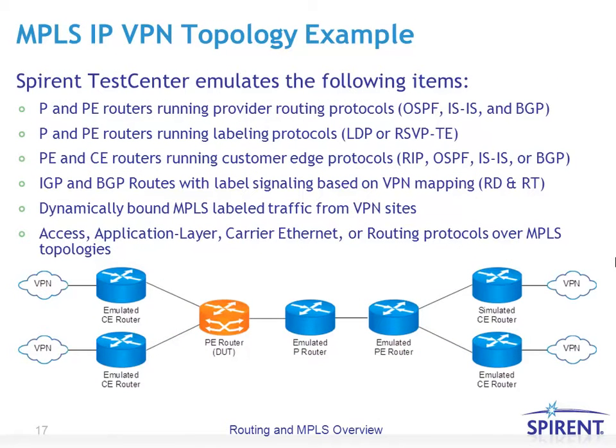This gives you an example of an MPLS IP VPN topology. So in this case, the DUT is a PE router connected to, on the left, a Spirent Test Center port that is running multiple emulated CE routers, possibly over VLAN IDs. On the right, Spirent Test Center is actually emulating the core, the P and the PE routers, as well as the simulated CE routers on the edge. And so all the IGP and BGP and MPLS emulation that's required to emulate this topology will be performed by Spirent Test Center.